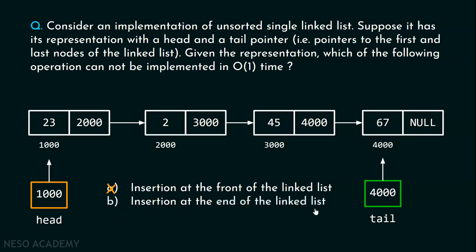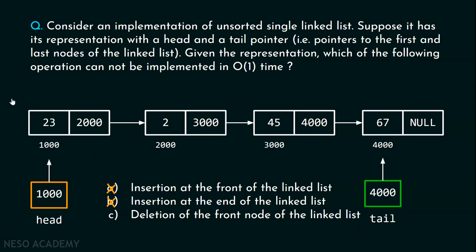Let's consider option B. Insertion at the end of the linked list. This will also take constant amount of time because we have a tail pointer pointing to the last node of the list. Here, if we want to insert a node after this node, then we just have to update the link part of this node. And of course, we have to update our pointer so that it can point to the new node. This will also take constant amount of time. Deletion of the front node of the linked list will also take constant amount of time.